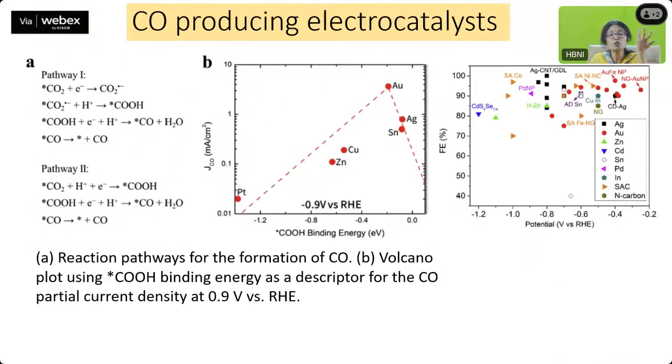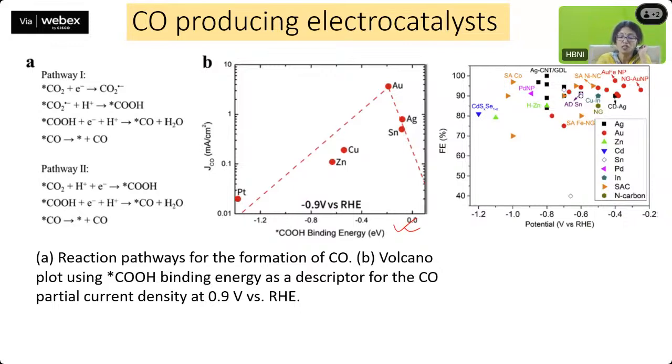Then you can have CO-producing electrocatalysts that also help for the carbon dioxide reduction reaction. First was the formic acid, now it is the carbon monoxide. So there are two different pathways for it. The reaction pathways for the formation of this carbon monoxide are shown over here. In this B diagram, what you have is the volcano plot using the COH binding energy as a descriptor for the CO partial current density at 0.9 volt versus your hydrogen electrode.